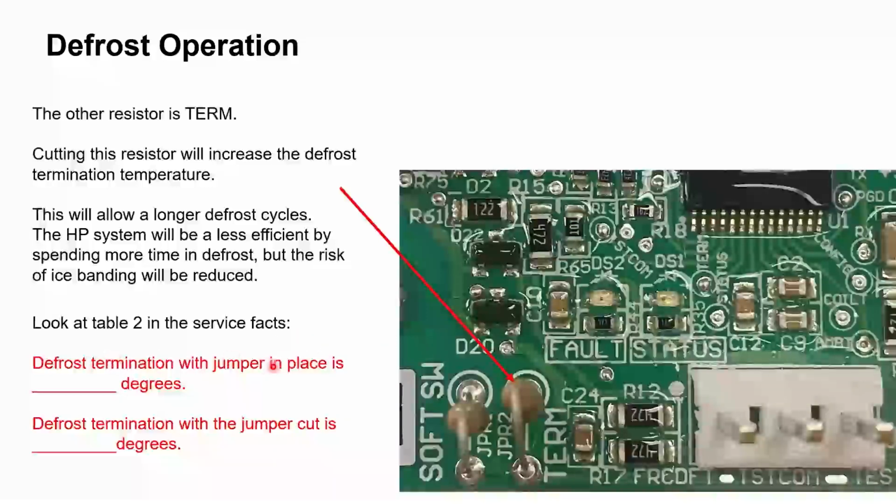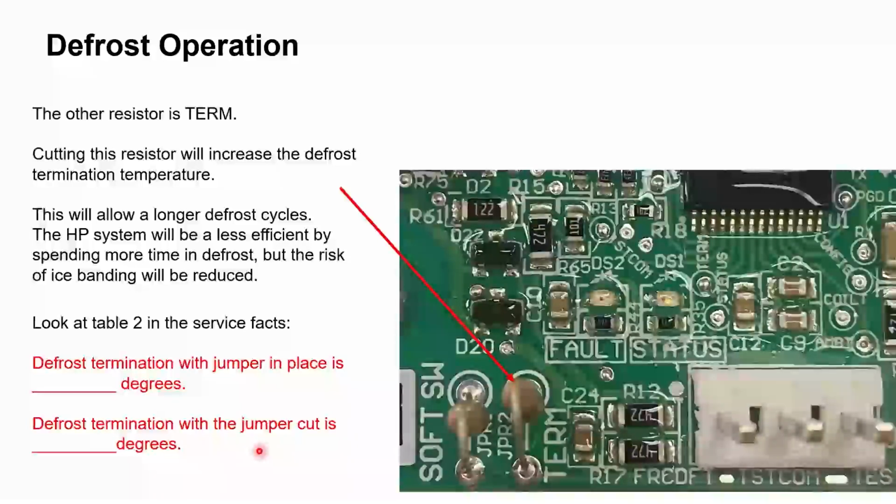But normal defrost termination temp, when it's in place, is 47 degrees. That's when we end our defrost. Now, we do have the maximum time limit, but we always want to end defrost on our temp, not on time. If we're ending on time, that means we've got a problem with the system and we're not defrosting correctly, or we've got a sensor issue. If we cut that jumper, that defrost termination temp goes to 70 degrees.